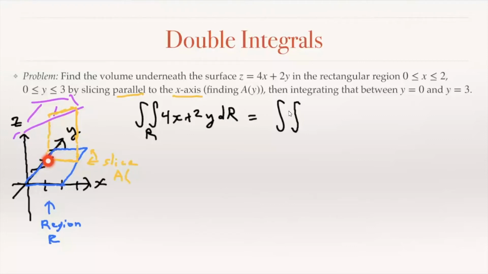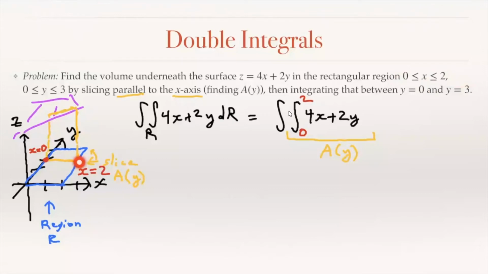Well, now it's a function of y. So at a given y, we'll have this cross-sectional area. So our inner integral will be that cross-sectional area A of y. And what is that? Well, it goes from x equals 0 up to x equals 2 because of these bounds. So that'll be from 0 to 2 of the height dx, because x is what's varying here.